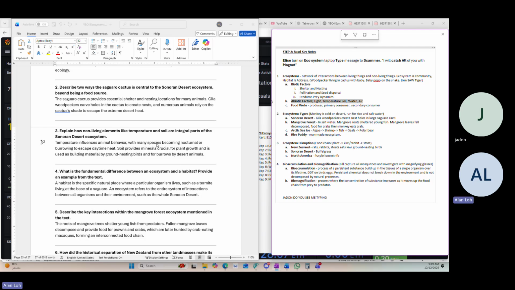What information is it? Temperature will influence animal behavior, with many species becoming nocturnal or burrowing to escape the daytime heat. So temperature will influence the animal behavior. Then also the soil. The soil that has minerals will grow more plants. And when you have more plants, there are more animals that will go to that area. So that is how they are going to be part of the factors of the ecosystem.